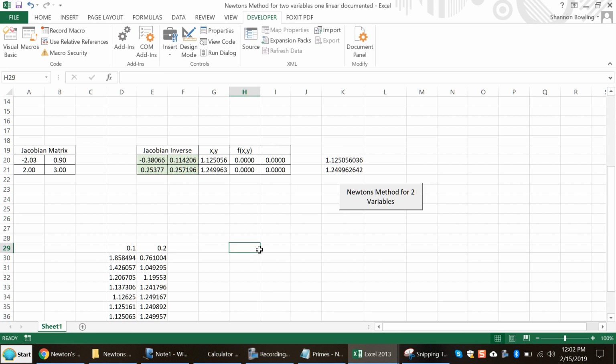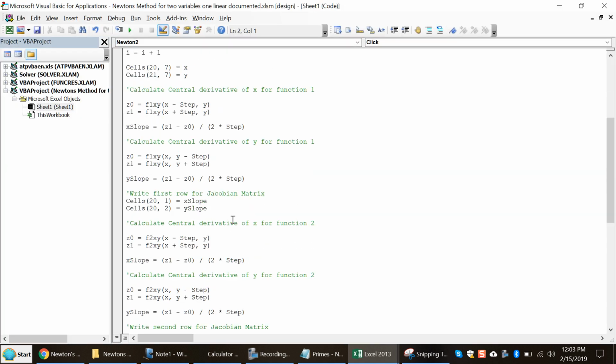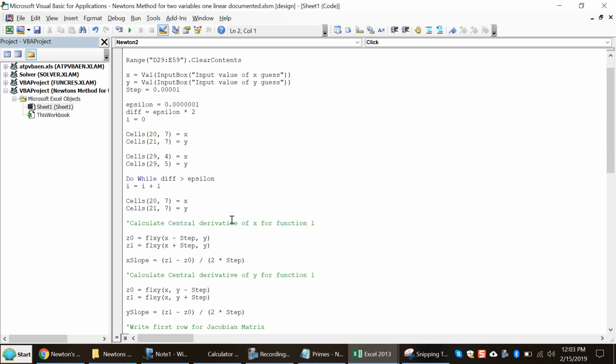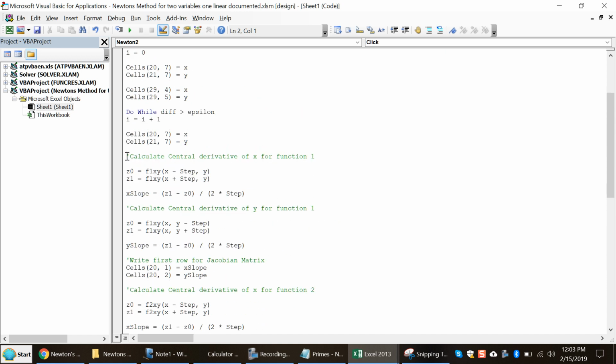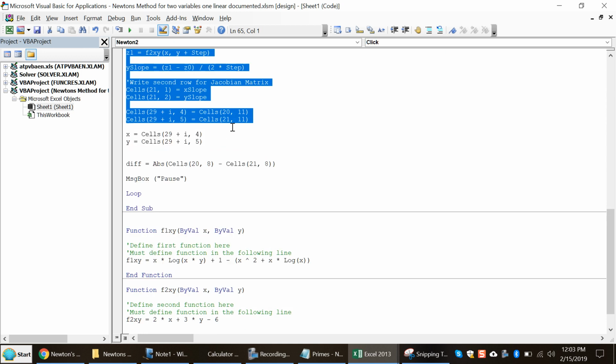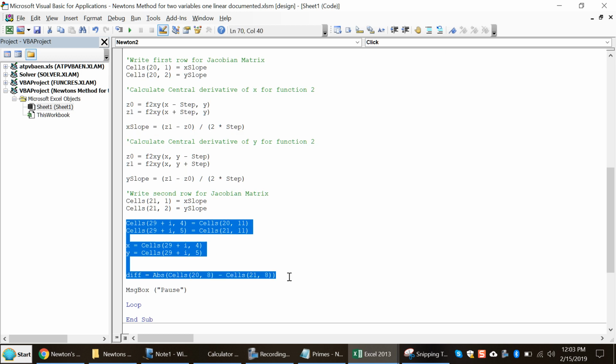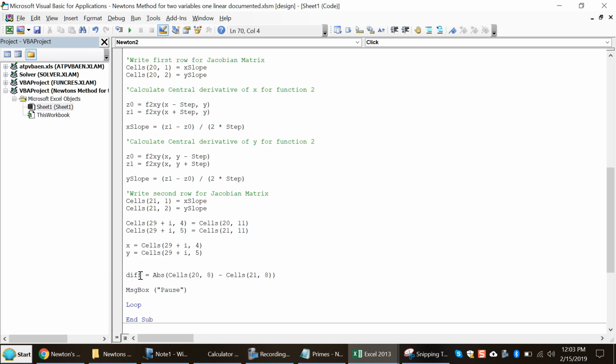Does that make sense? You do the first 2 cells in the f of x, y in the code, and just tell it to put the values in those 2 cells. You could do all of that work in the code. The bulk of what I am doing in the code is just calculating the Jacobian matrix all the way to here. And then all I'm doing in the code here is just moving stuff around and taking the difference between the 2 guesses.